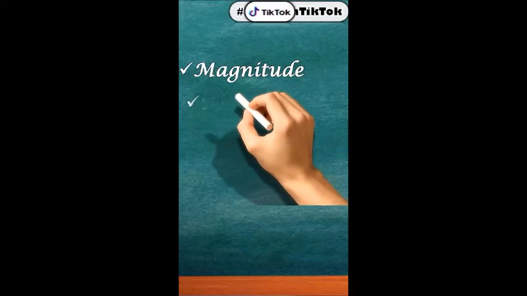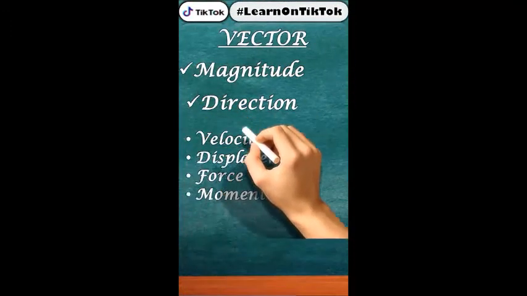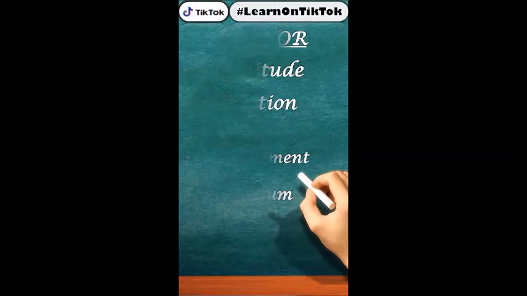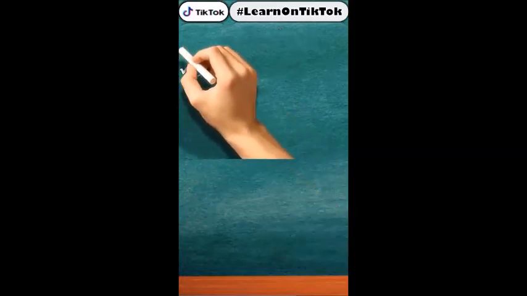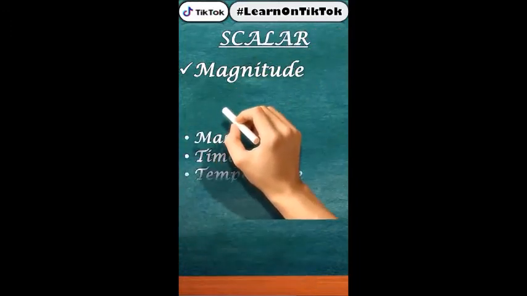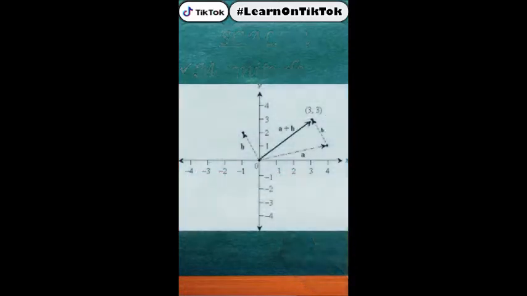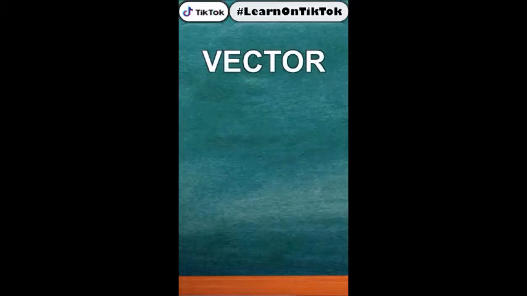Quantities that have magnitude as well as direction are called vector quantities. Examples are velocity, displacement, force, and momentum. On the other hand, quantities that have no direction, but only magnitude, are called scalar quantities. Some of these quantities are mass, time and temperature. Diagrams, which are graphical representations of a particular physical situation, are important and helpful when dealing with vectors.